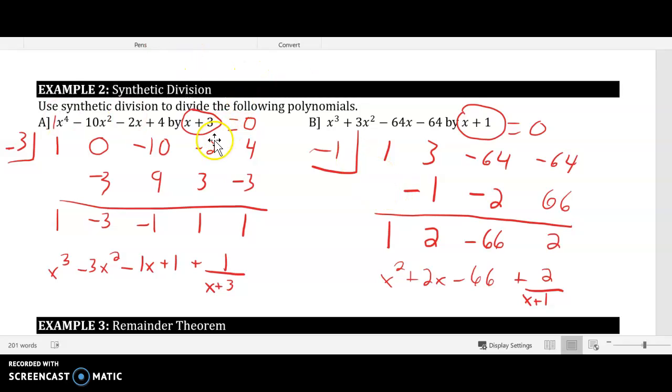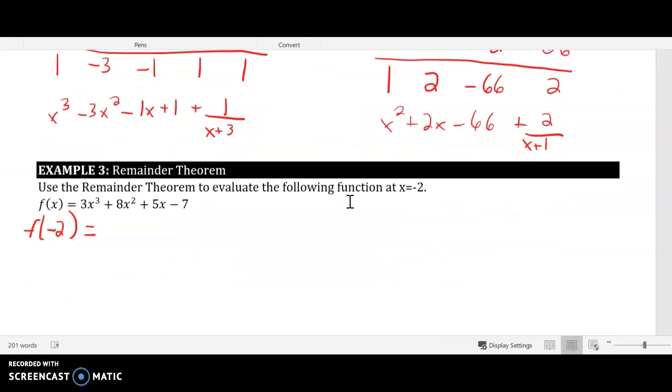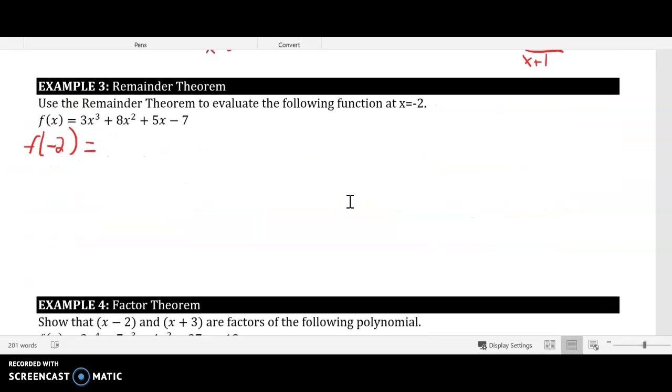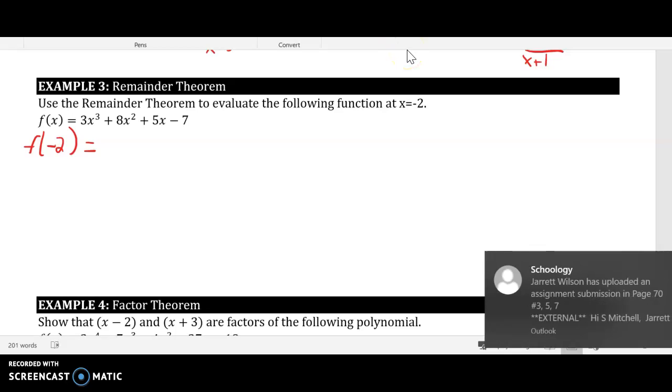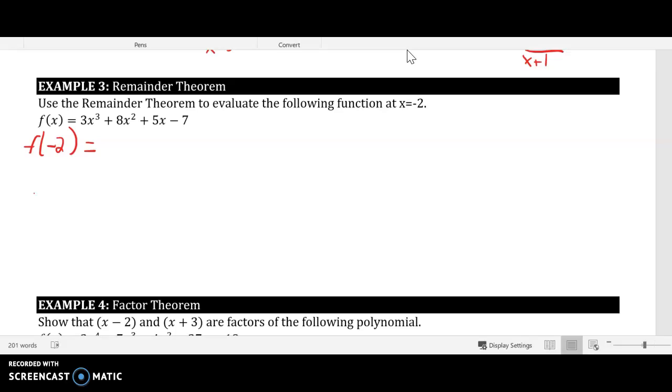Many students like synthetic division because there's no x's until you start with x's, you end with x's, but there's no x's in the middle. So that's your choice if you're given a choice. Next is the remainder theorem. And we're going to evaluate a function. The old way of doing it, and you can still do this, you take -2 and you plug it in and you evaluate it. But another way to evaluate this is you take what x equals, you put it in the box, and then you perform synthetic division.